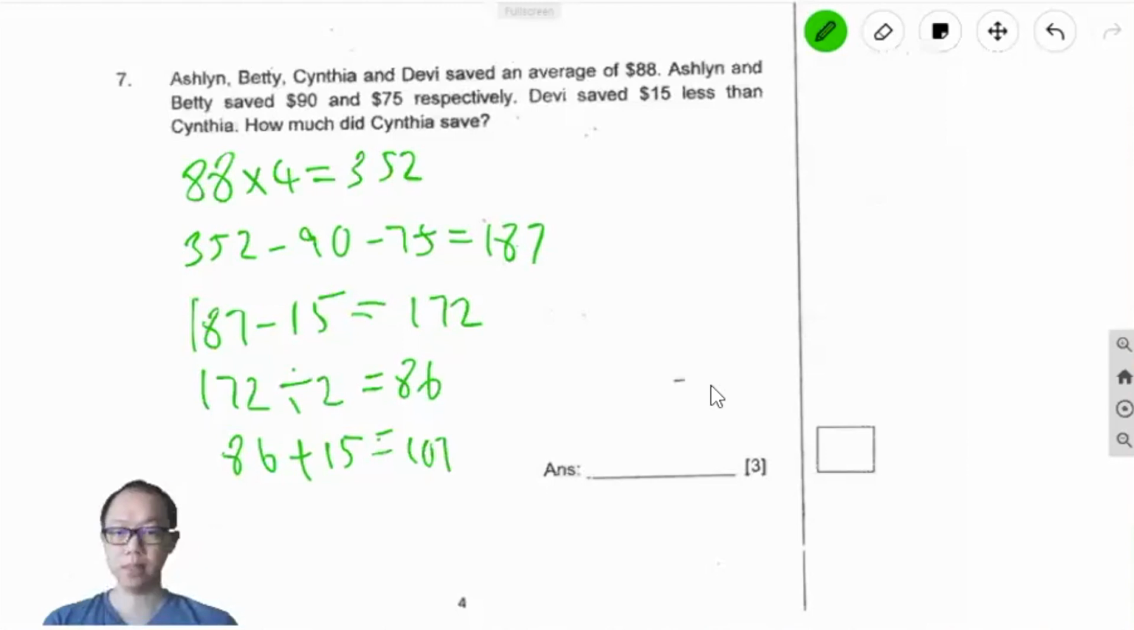Do I get some marks if I wrote 86? Yeah, you do. Maybe you get like 2.